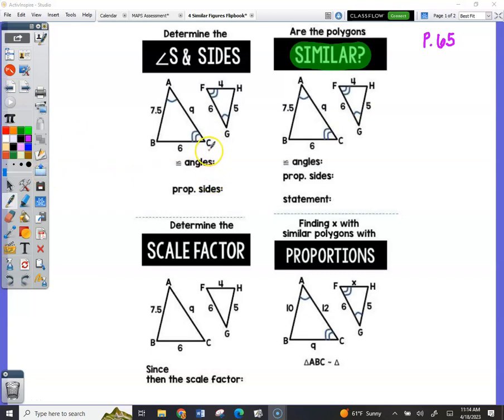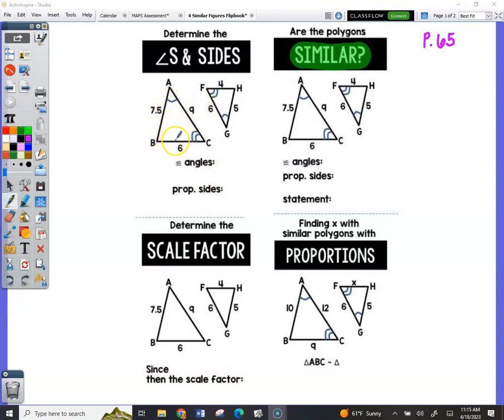Yesterday when we started the little flip book, we were looking at this top left corner and it said, determine the angles and sides from the given picture. If I say to you that these two triangles are similar to each other, then you can find the given angles by matching the corresponding ones together, because the angles will be congruent. You can find the proportional sides by either looking at the triangle and labeling it.